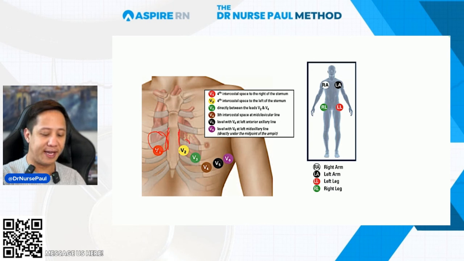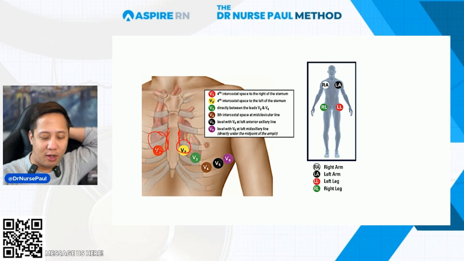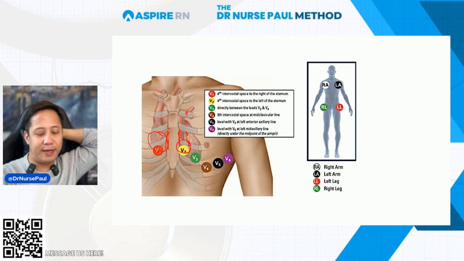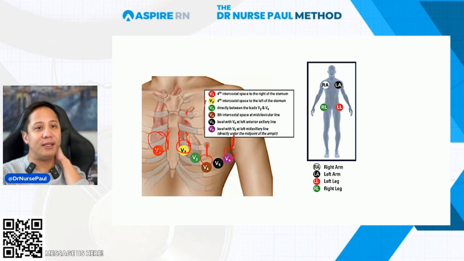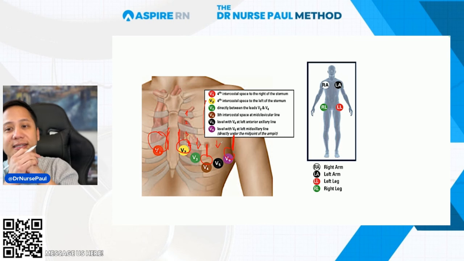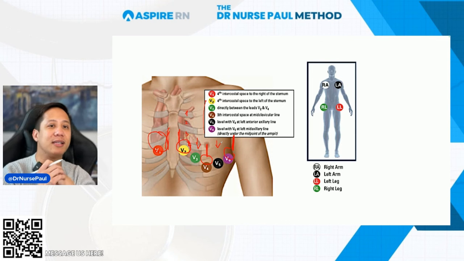V2 is on the left side. Fourth intercostal space, 1, 2, 3, 4. All right? Sternal border as well. V4 is mid-clavicular line under the nipple, right? It's actually fourth to fifth intercostal space for V4. V6 is also fourth to fifth intercostal space, mid-axillary line. So those are your points to remember. 3 is between 2 and 4. 5 is between 4 and 6. That's it.